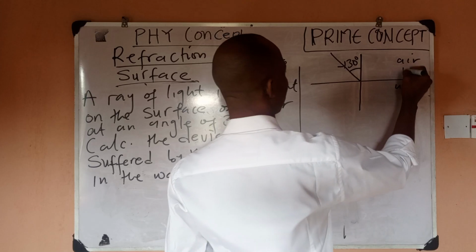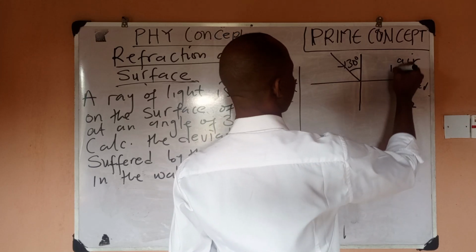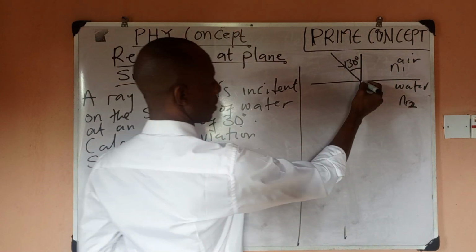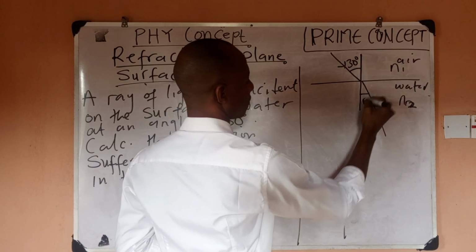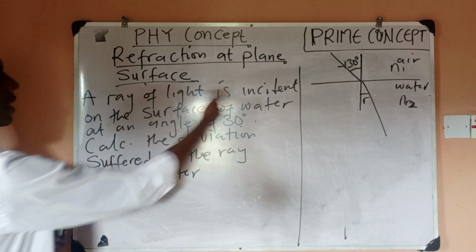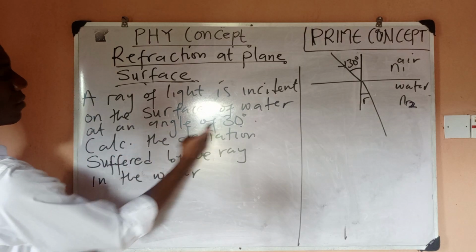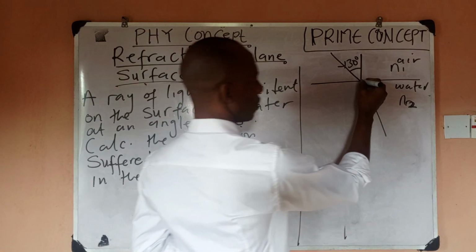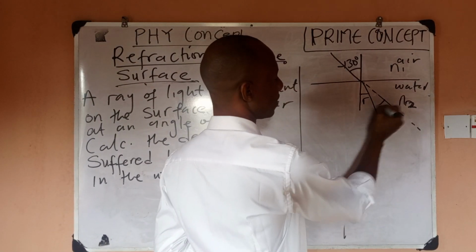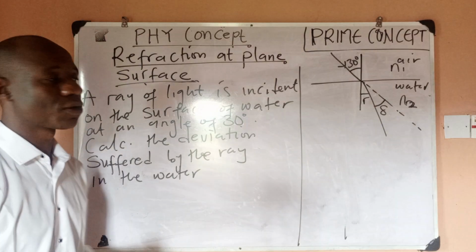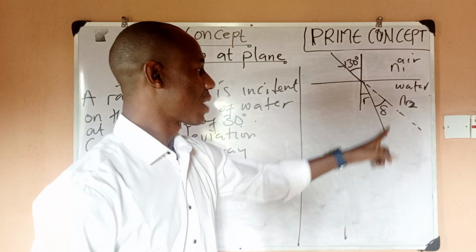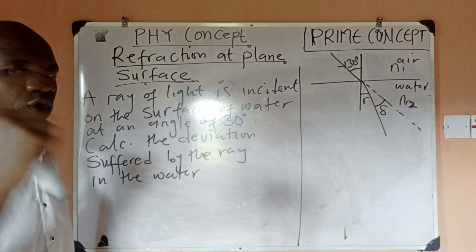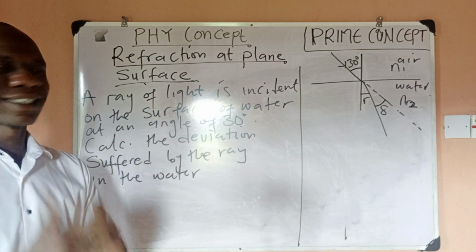So let me call this medium 1 and call this medium 2. So this is N1 and this is N2, right? So now when you do this, you expect it to refract through an angle. And they said a ray of light is incident on the surface of water at an angle of 30 degrees. Calculate the deviation suffered by the ray. So this is the amount of deviation suffered. So that is what we want to find. But you can't find the deviation without knowing R. I gave you the formula for finding the deviation. So what we want to do is to first find R using Snell's law.